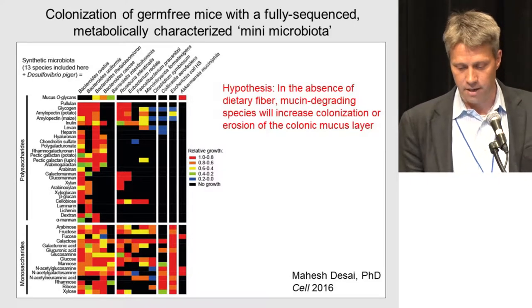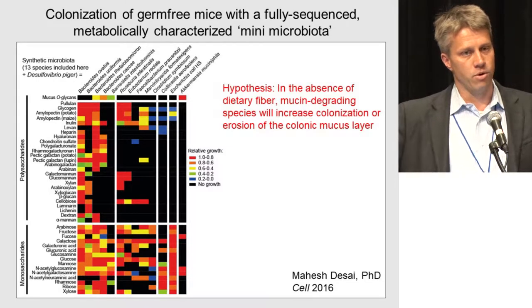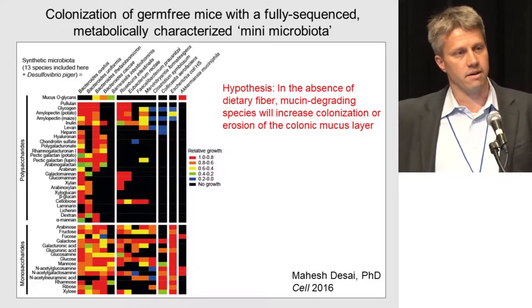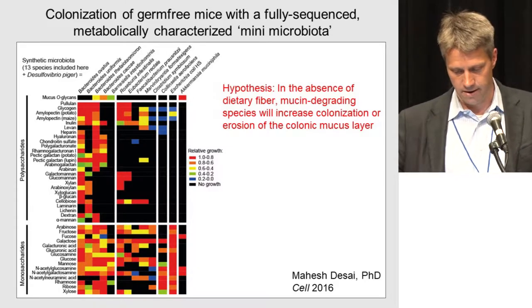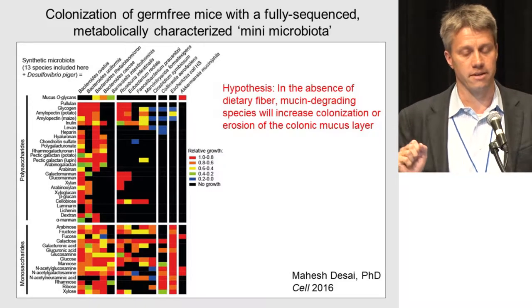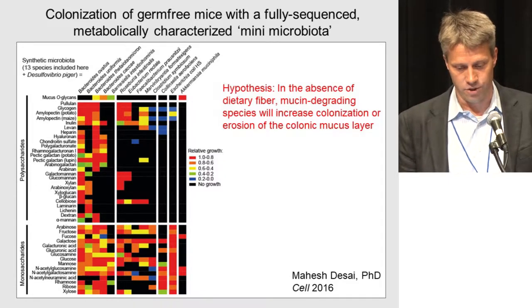And he had this hypothesis that if you starve the microbiota of dietary fiber, you would push them to disproportionately forage on that mucus layer for nutrients, and that would potentially create an increase in colonization of the mucus layer, or maybe even lead to its erosion. So he used a technology that we use in the field a lot, which is germ-free mice.